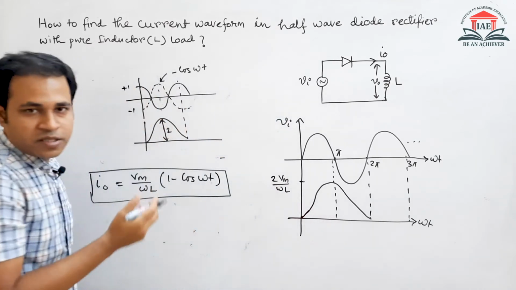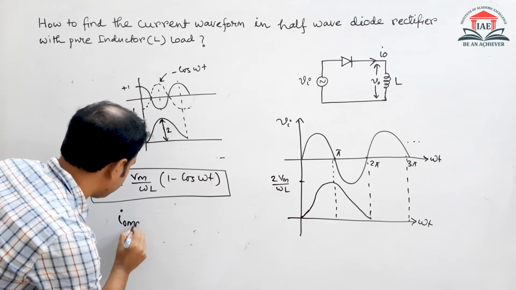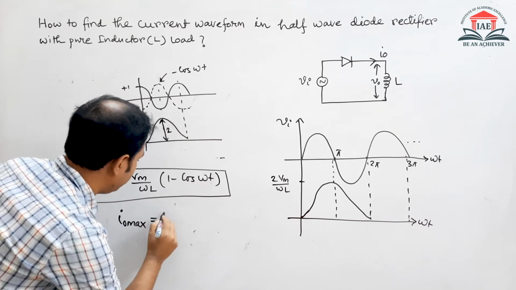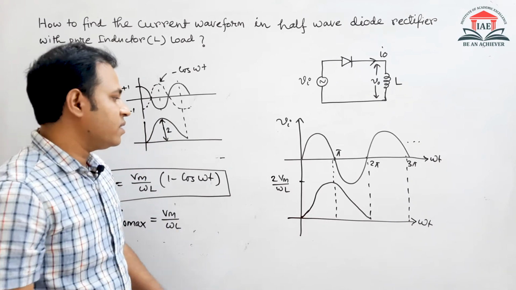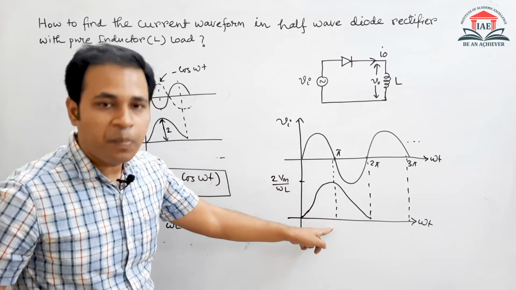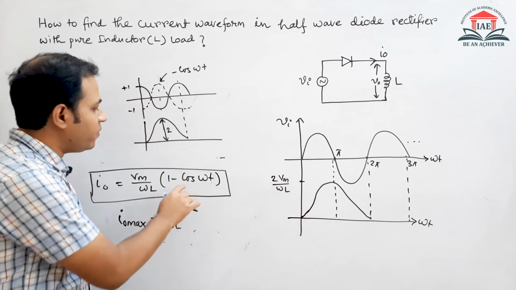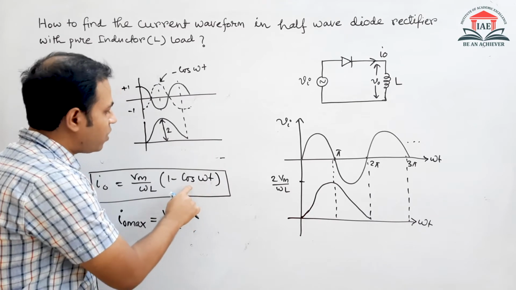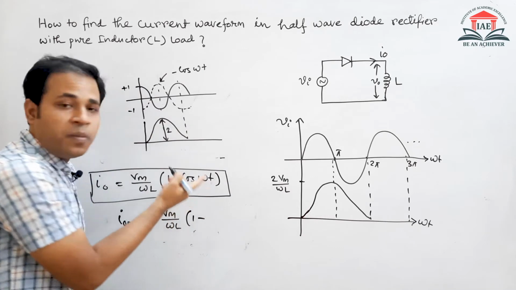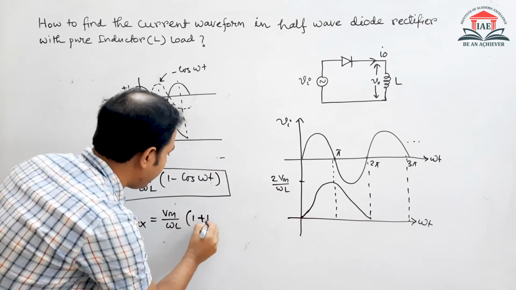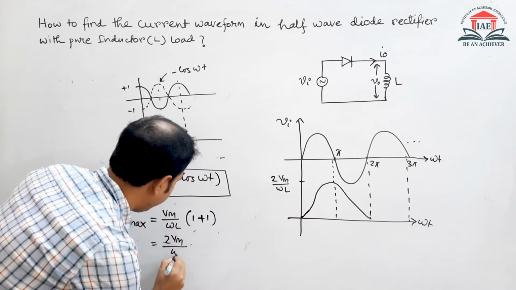Let us find out this mathematically. I0 max equals Vm by omega L times (1 minus cos omega t). When the value of omega t is equal to pi, we are getting the maximum value. So we put the value of cos omega t as cos pi, and that value will come to be 1 minus of -1, that is +1 plus 1, and we will get 2 Vm by omega L.